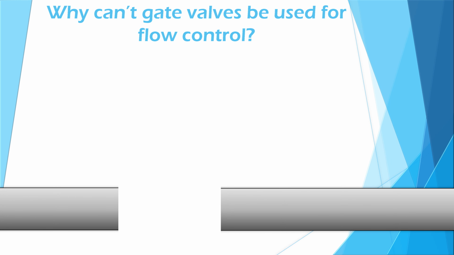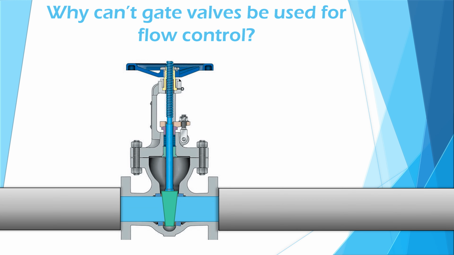So why can't gate valves be used for flow control? Gate valves are typically not used for flow control applications for a few reasons. One reason being is that the amount the gate is open is not necessarily proportional to the amount of flow flowing through the valve. For example, if the gate is 50% open, that doesn't necessarily mean that there is 50% of the flow capacity through the valve.